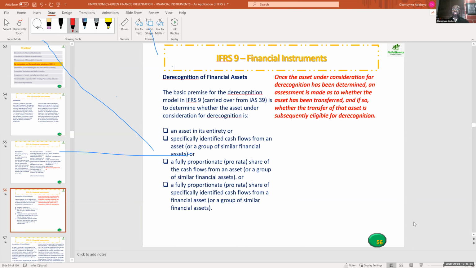Because how will I say I want to sell my treasury bill and I'm still entering into a contract to buy it back from you after 20 days? What I'm simply doing is pledging that security as a collateral for the money I'm collecting from you.